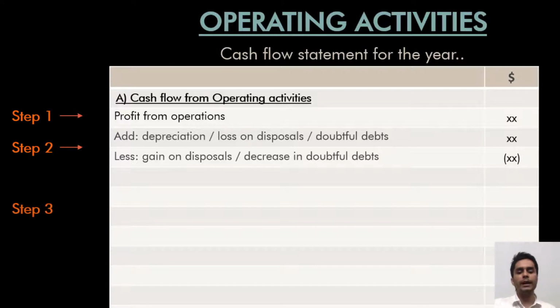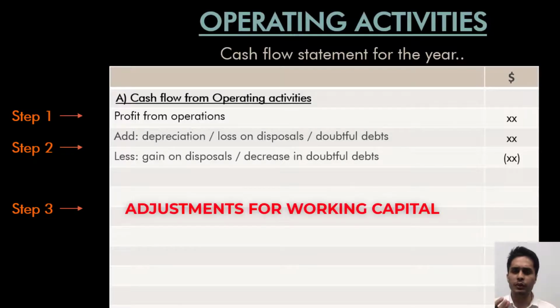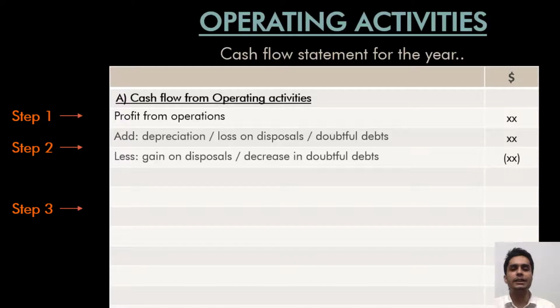In step number 3, we make adjustments for changes in working capital. Now why? Your income statement would obviously have your revenues, your purchases, your expenses. It is not necessary that all these transactions have happened for cash during the year. For example, if I take my revenues, it is not necessary that all my sales have happened for cash. If these transactions do not happen for cash, what is the impact on the balance sheet items? The impact is that the working capital changes. So the difference in opening and closing balances of the working capital items tells you about the cash or non-cash part of the transactions in the income statement.